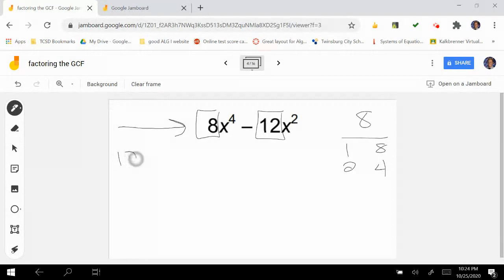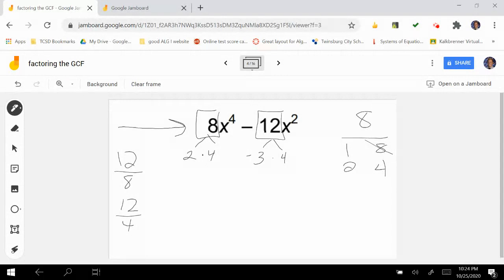Is 12 divisible by 8? No. So I'm going to cross that one off the list. Is 12 divisible by 4? Of course, that's 3. So what I'm going to do, and I'm only going to show it for this example, is write 2 times 4, and then negative 3 times 4. I'm going to break those into the factor friends, and I'm going to show you why I do that in a second.